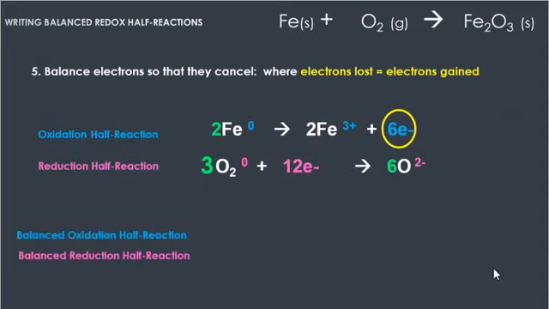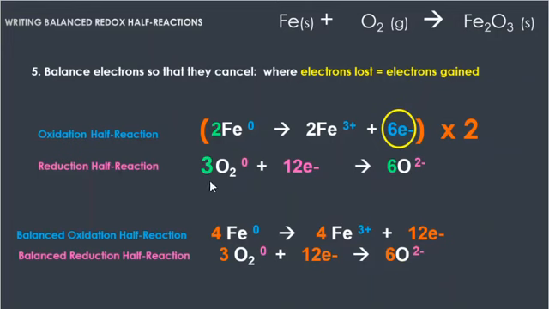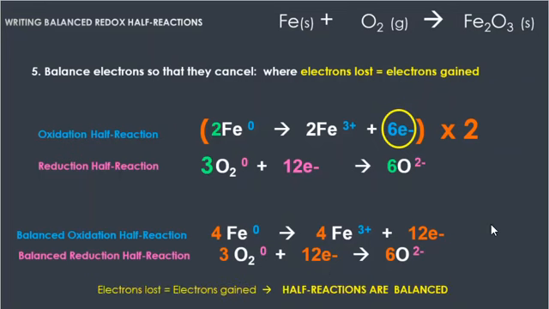For our final step, we're going to balance electrons so that they cancel. And the easiest way to do that is to multiply the entire oxidation half reaction by 2 so that the electrons are equal. So let's bring in some parentheses and multiply the entire reaction by 2. When we do that, our balanced half reaction for oxidation ends up with 4 iron atoms producing 4 iron ions with a positive 3 charge and 12 electrons being lost. The reduction half reaction does not need to be changed. Notice the coefficients stay the same because the electrons were already at 12. Now that the number of electrons lost, 12 electrons, equals the number of electrons gained, also 12 electrons, we consider these half reactions balanced.